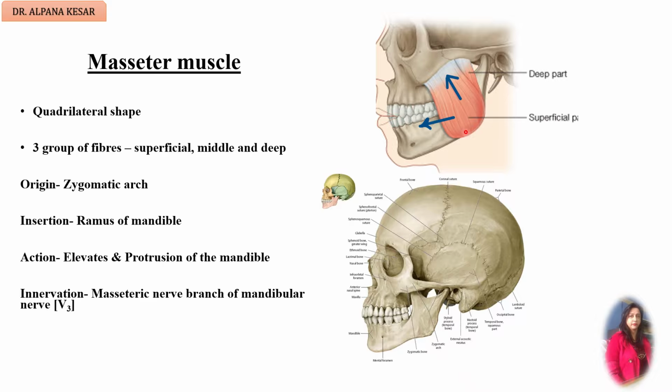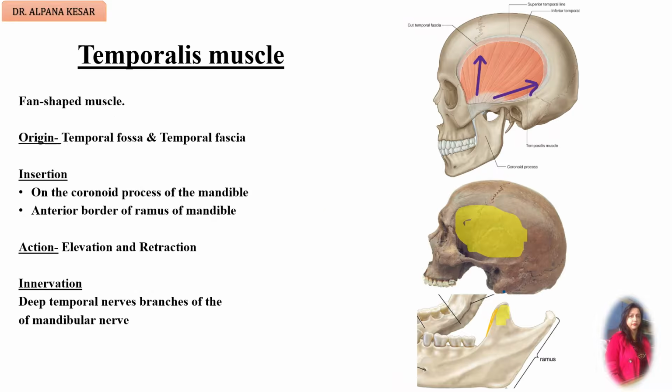Masseter is a quadrilateral shaped muscle that has three groups of fibers, the superficial, middle, and deep. Origin of masseter is from the zygomatic arch and insertion is into the ramus of the mandible. Action of masseter is to elevate the mandible and to protrude it. Innervation is by the masseteric nerve, which is a branch of mandibular nerve.